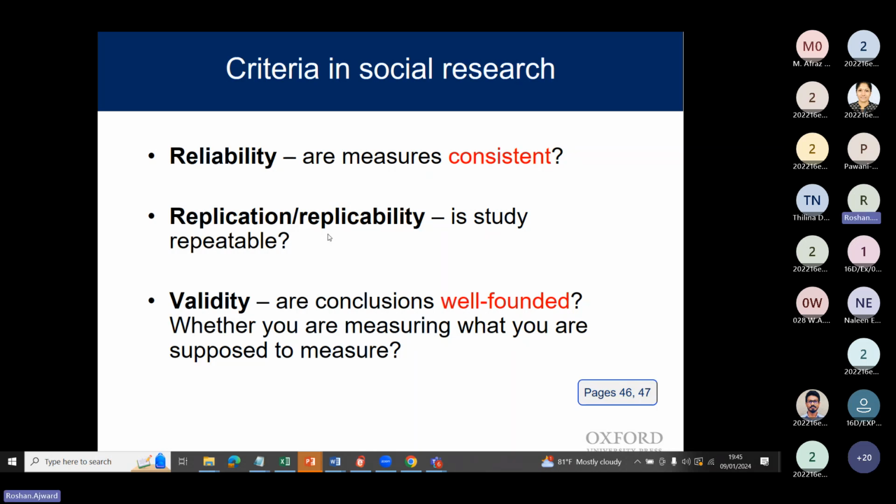So I discussed so far what's a research design, what's a research method, and the difference between those two. And then I just discussed what are the three criteria that you use to distinguish between good and bad research in social research. Research could be repeatable, if a research is consistent, if a research is valid. In that case, we call that research a good research.